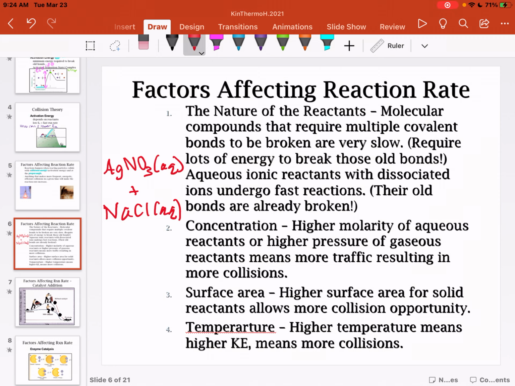So they're already 6 steps ahead of the reaction that forms ammonia. So these happen to be faster reactions.